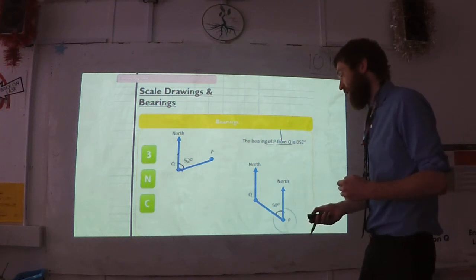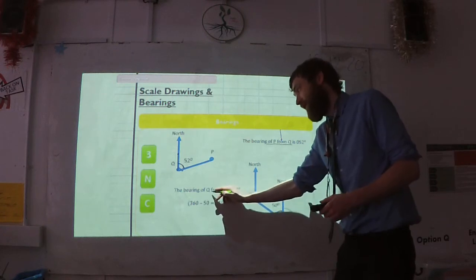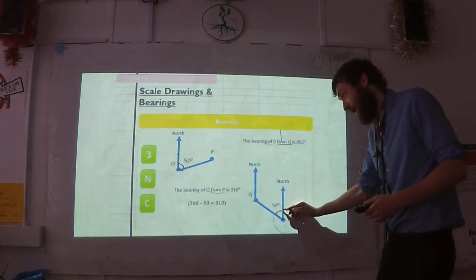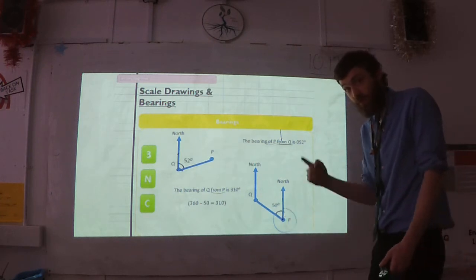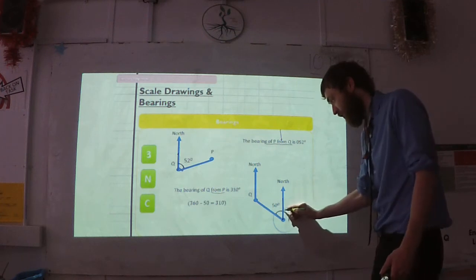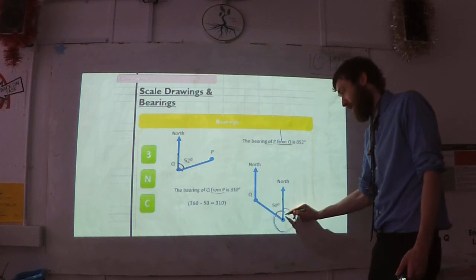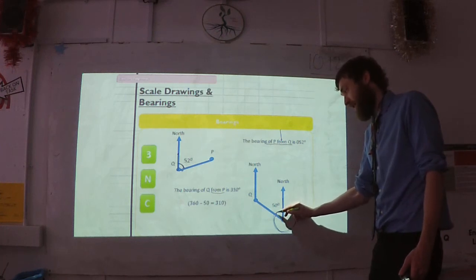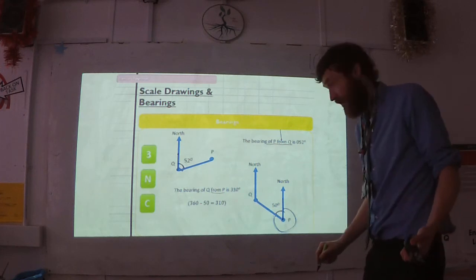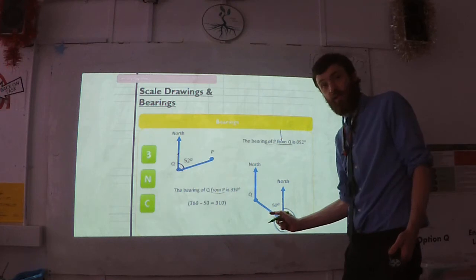Now, if the question said, what's the bearing of Q from P? So from P, we start here, it couldn't just be 50. Of course it couldn't, because that's not clockwise, that's anti-clockwise. So you must measure clockwise from north, so it'd be that whole angle there. Now you know that altogether that'd be 360 around the point, so that's going to be 50, which means that must be 310. So when they ask what's the bearing of Q from P, it's going to be 310 instead.